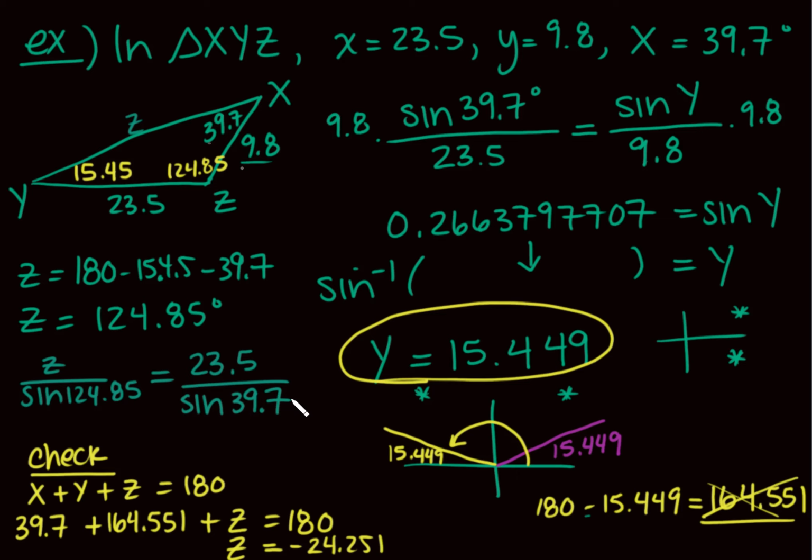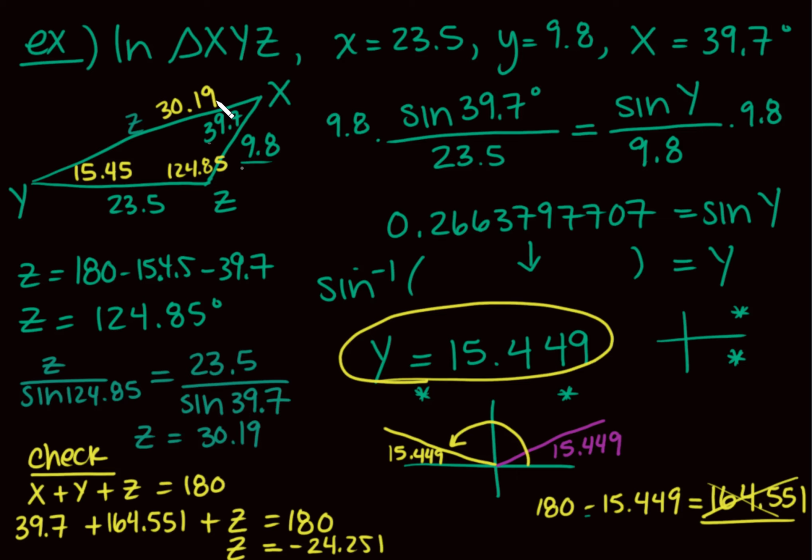23.5 times the sine of 124.85 divided by the sine of 39.7. That tells us that z is about 30.19. And so I have solved the triangle. Hope that makes sense.